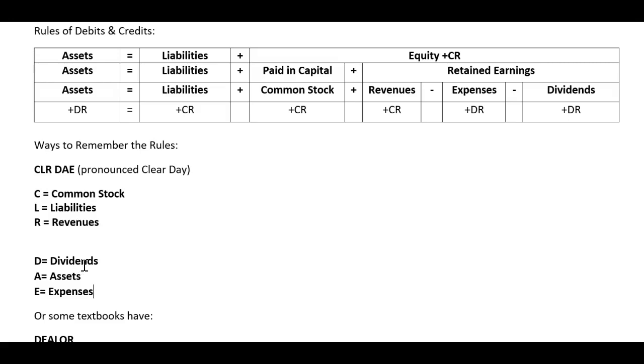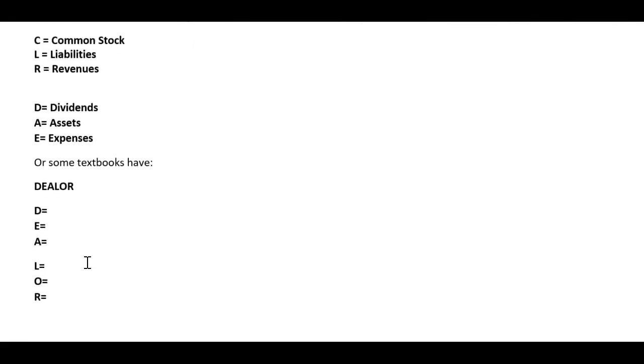Now, some textbooks treat it a little bit differently. They do DEALOR, D-E-A-L-O-R. So what does DEALOR stand for? Well, the D in DEALOR, again, these are debit accounts, so DEA are debit accounts. So it would be our dividends are increased with the debit, our expenses are increased with the debit, and our assets. Then on the L side, we've got our credits here.